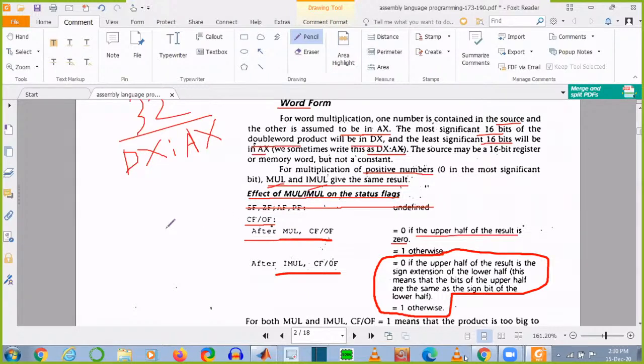After the multiplication operation, the value of CF and OF will be 0 if the upper half of the result is 0. That means, suppose you perform unsigned multiplication and you have a value in register AX, but no value in DX. So AX is occupied, that means AX is filled with the number, but there is no number in register DX. In that case, CF and OF will be 0.